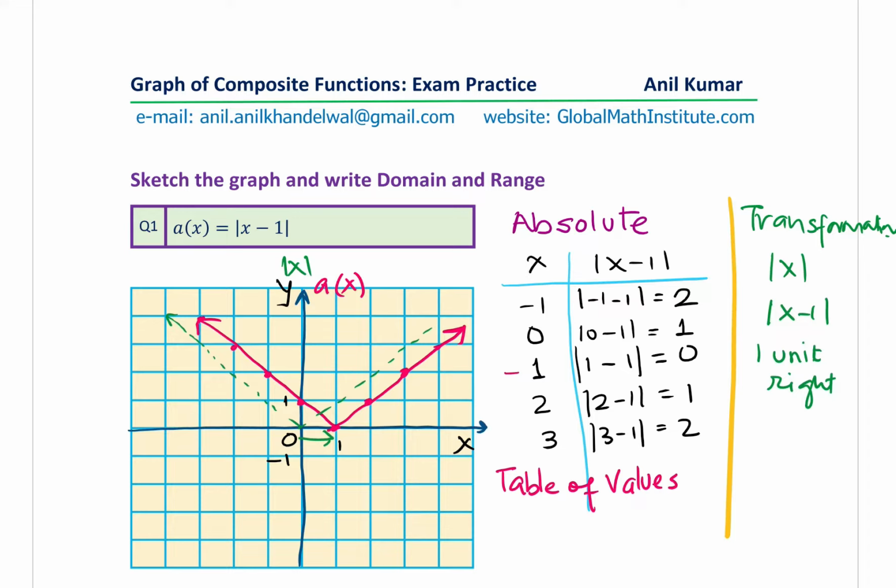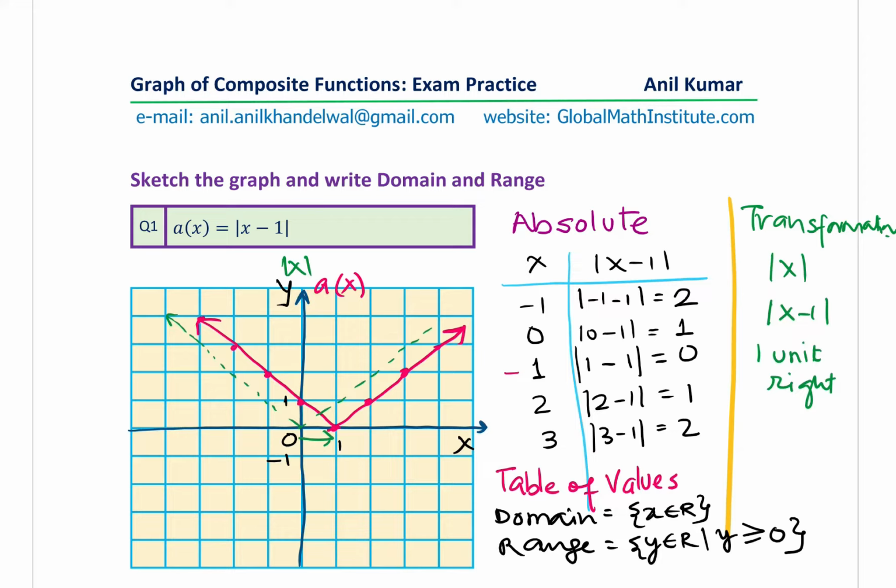Now, the other part is to write the domain and range. So clearly the domain is all real numbers, no restrictions at all. So we can write x belongs to real numbers. As far as the range is concerned, y belongs to real numbers, but y values are greater than or equal to 0. They're always positive, and that is typical of the absolute function. So with that, we get the graph of a(x), which is the absolute value of x - 1.